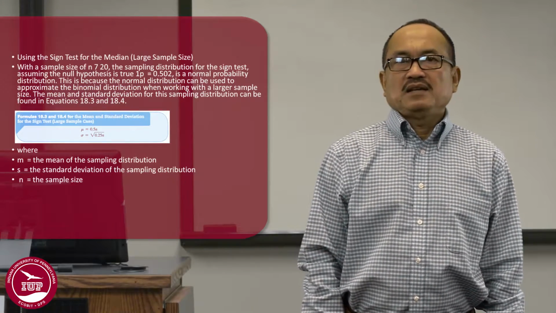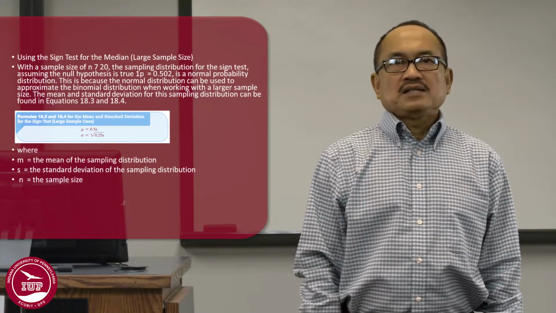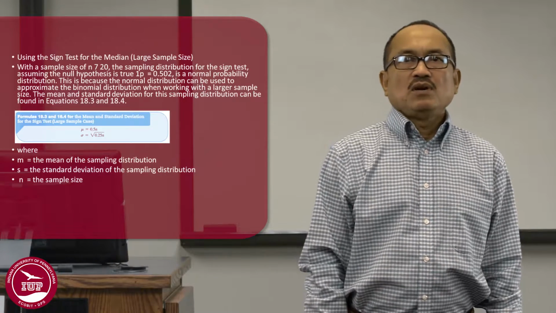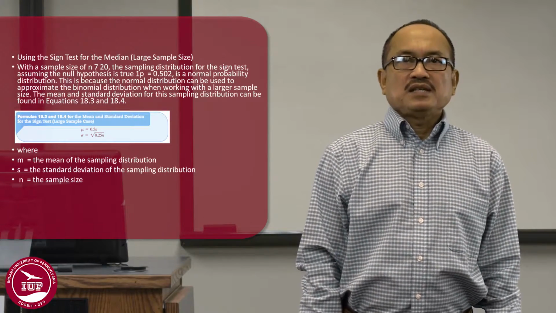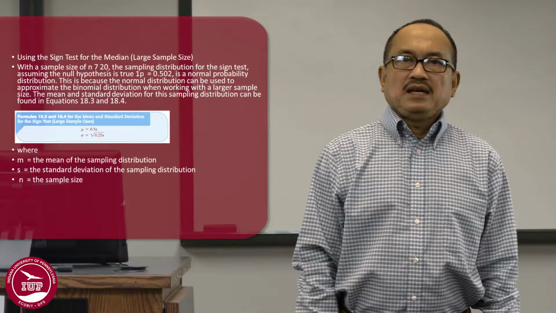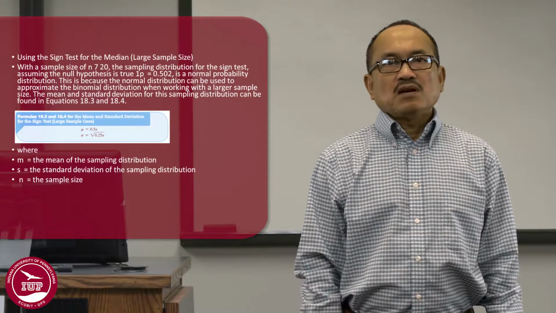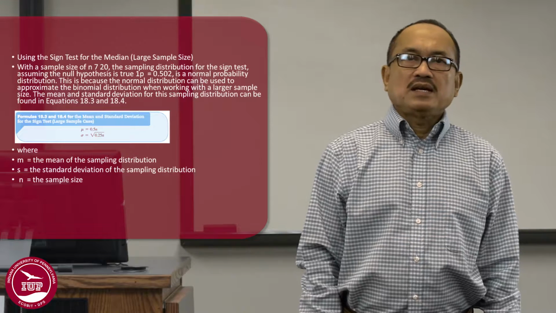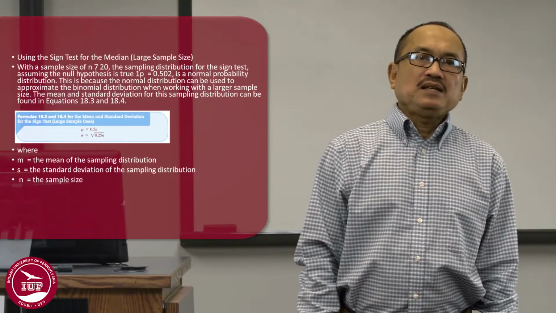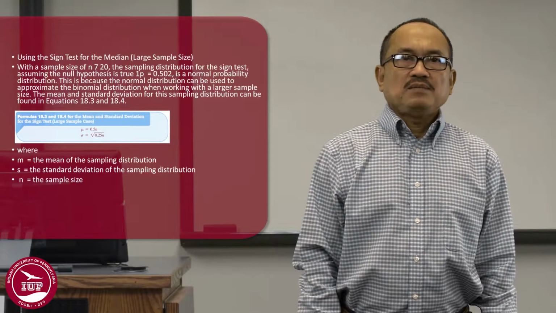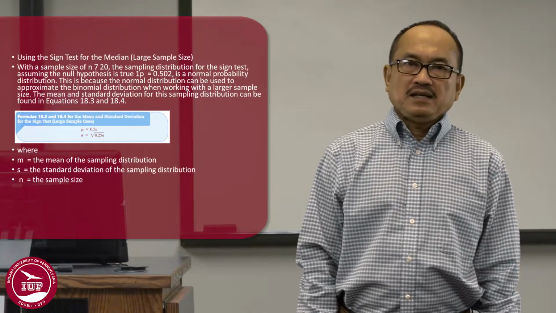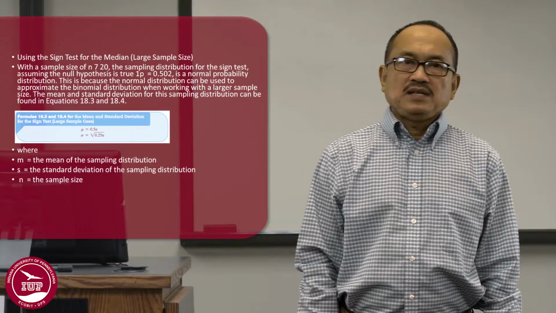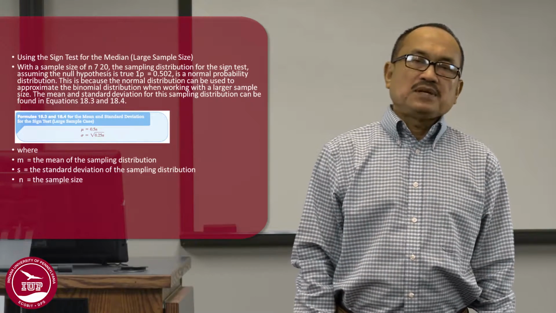Using the sign test for the median, large sample size. With a sample size n greater than 20, the sampling distribution for the sign test, assuming the null hypothesis is true, p equal to 0.5, is a normal probability distribution. This is because the normal distribution can be used to approximate the binomial distribution when working with a larger sample size. The mean and standard deviation for this sampling distribution can be found in Equations 18.3 and 18.4, where m is the mean of the sampling distribution, s is the standard deviation of the sampling distribution, and n is the sample size.